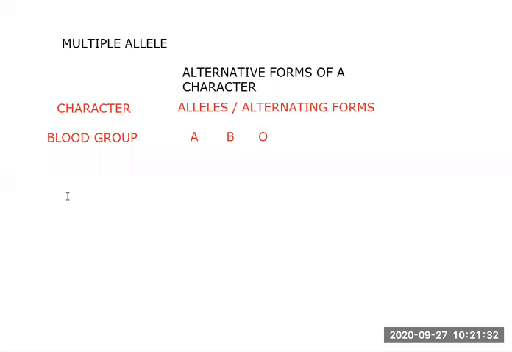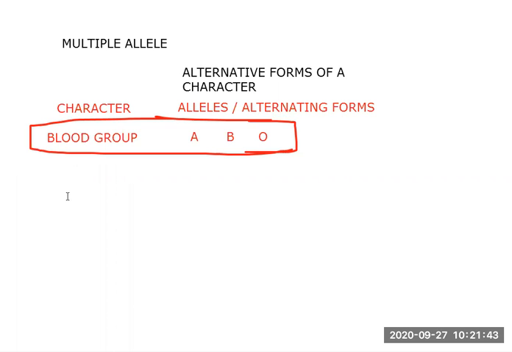But here, in case of blood groups, we are seeing more than two allelic forms present. That's why three allelic forms you can see here. That's why we say this as multiple allele. So that is the first thing you have to remember. Next, the patterns of Mendel, whether it is following or not, that we have to see.